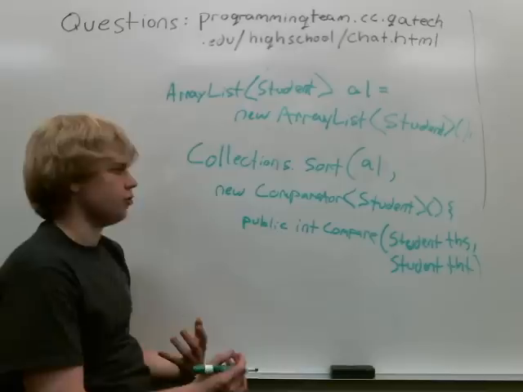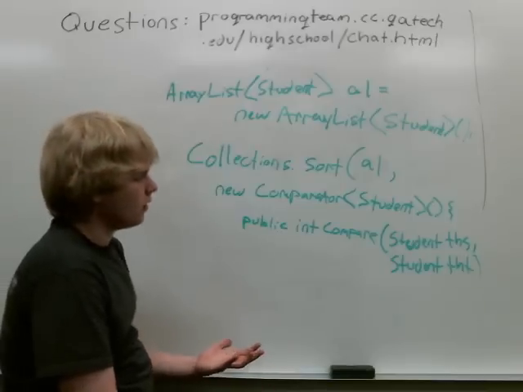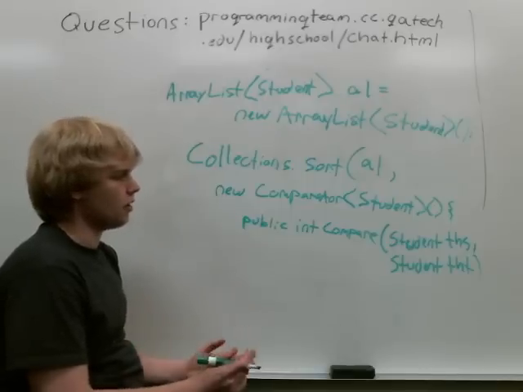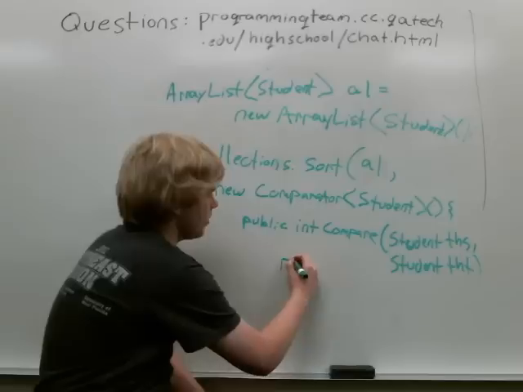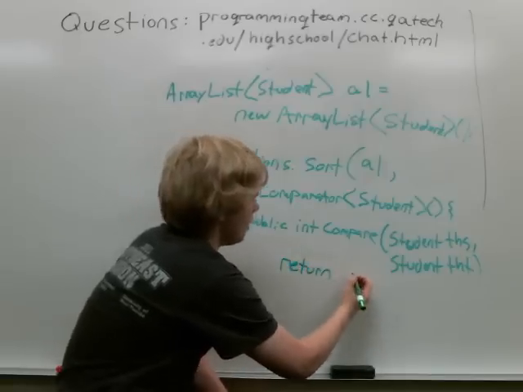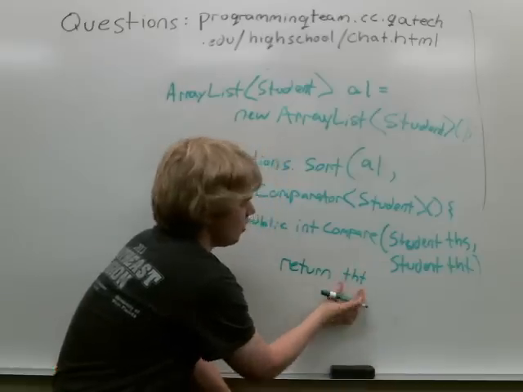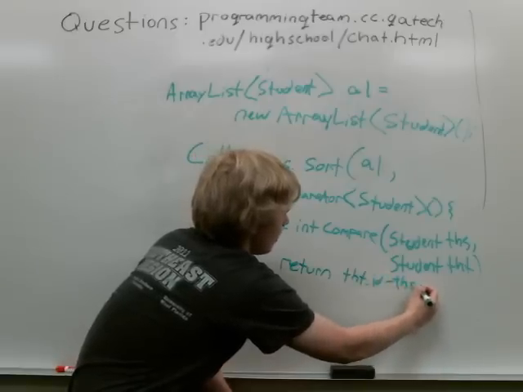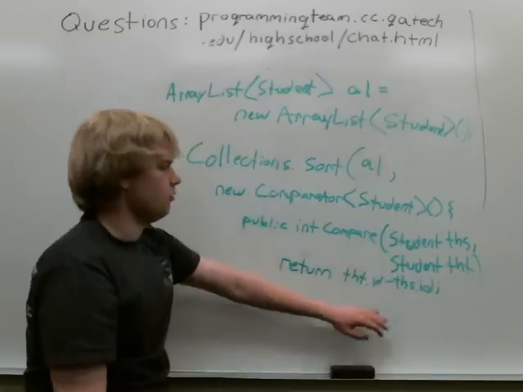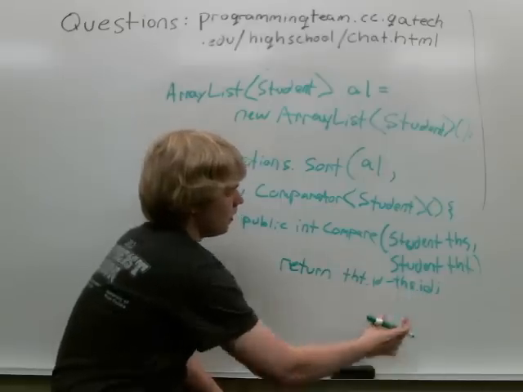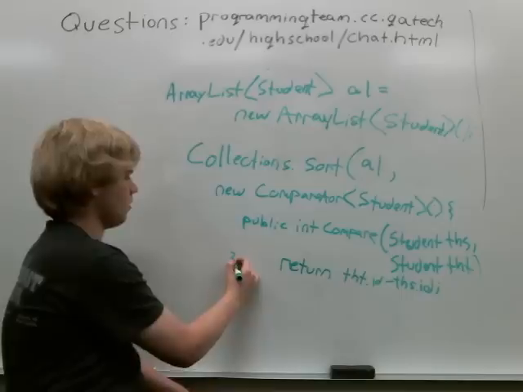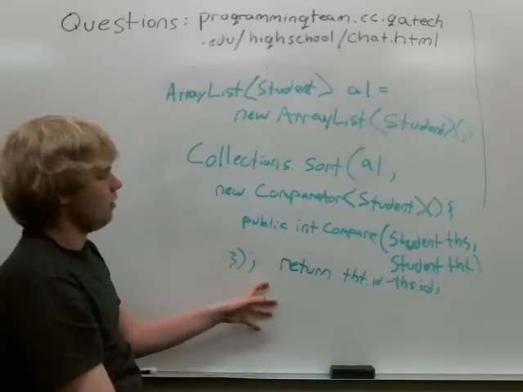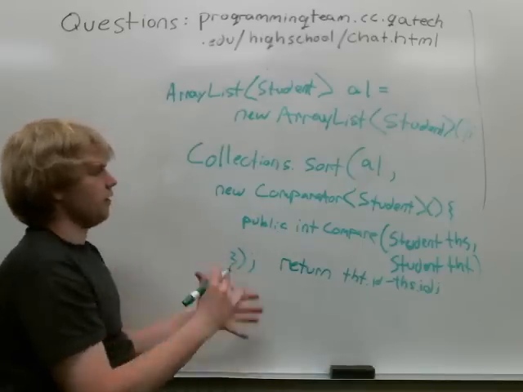But here we want them in reverse sorted order. So one little hack that we can do is say that students with larger numbers are considered to be less than students with smaller numbers. So all that we'd have to do is write this compare method and return, notice here we're using that this time, that.id minus this.id. So we swapped these two, and now this will let us sort in descending order rather than ascending order.